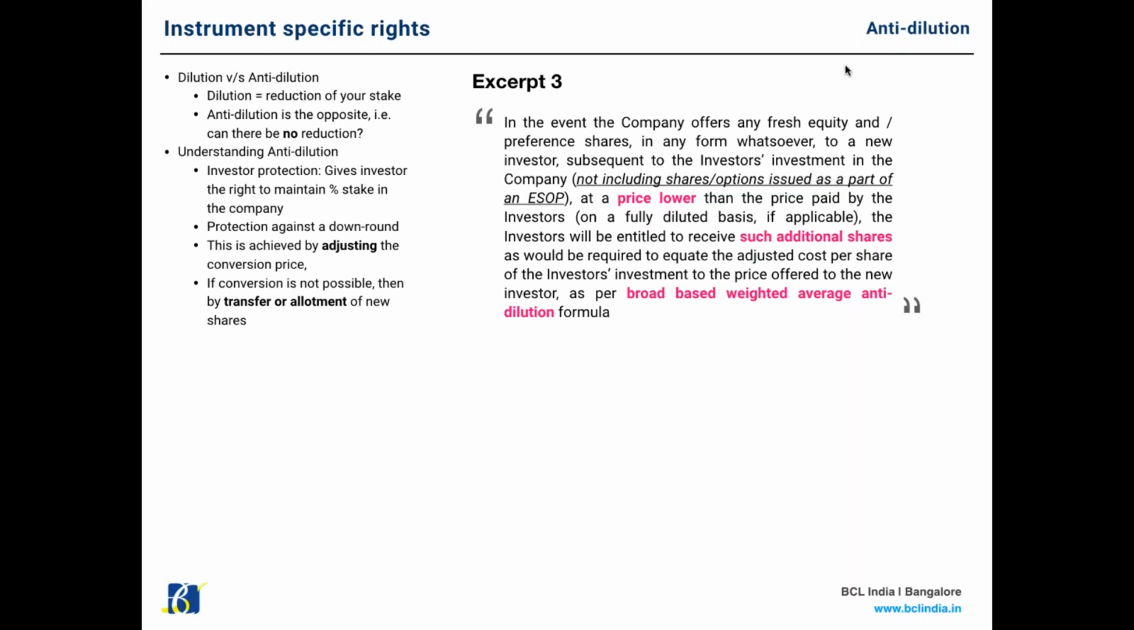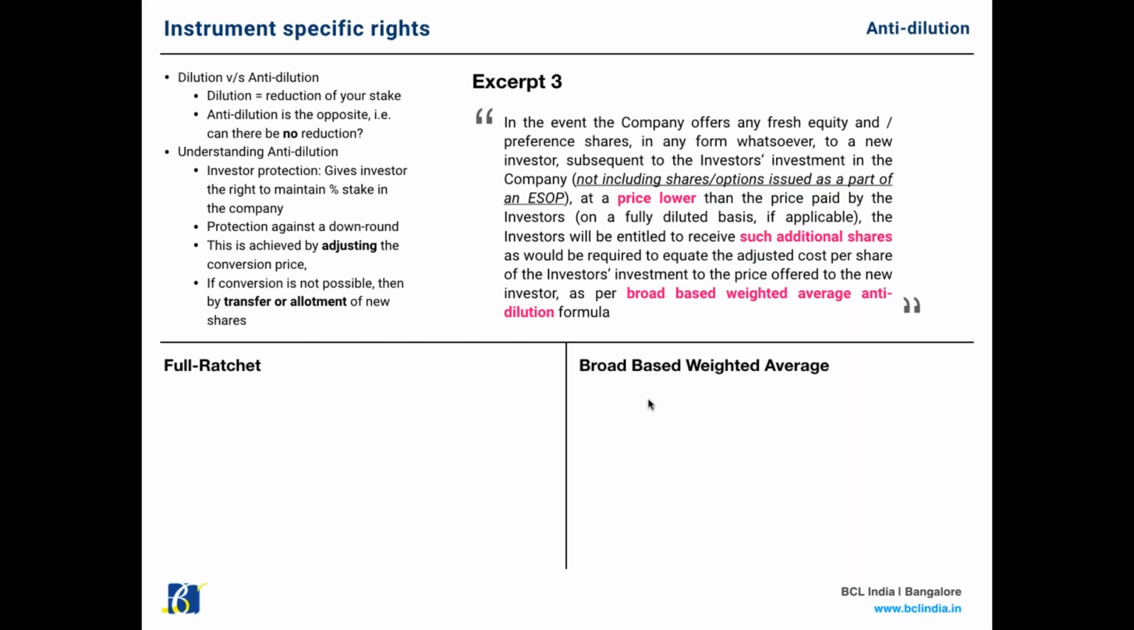Now we will look at what broad based weighted average is, but this clause basically says if you have issued shares at a price lower than the price at which the investor put money, then the investor is entitled to additional shares. That's what anti-dilution is all about. So we have two different types of anti-dilution rights, basically a protection against dilution. We have full ratchet and we have broad-based weighted average.